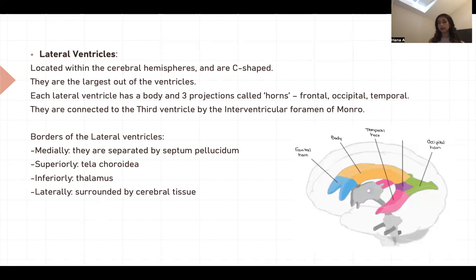Finally, we have to talk a bit about the borders of the lateral ventricles. So medially, they are separated by the septum pellucidum. Laterally, they're just surrounded by some cerebral tissue. Then superiorly, we have the tela choroidea, and inferiorly is the thalamus.